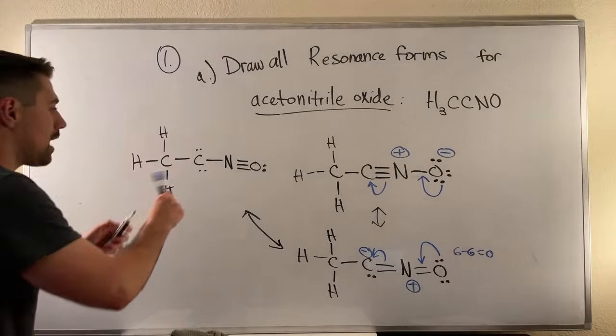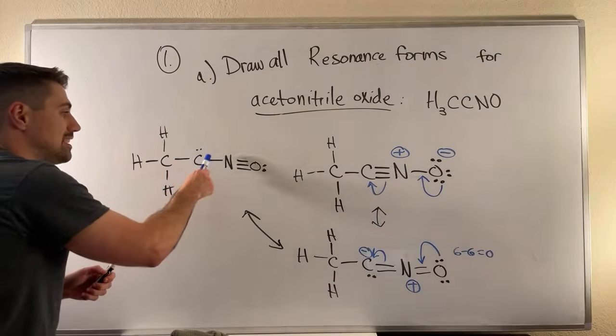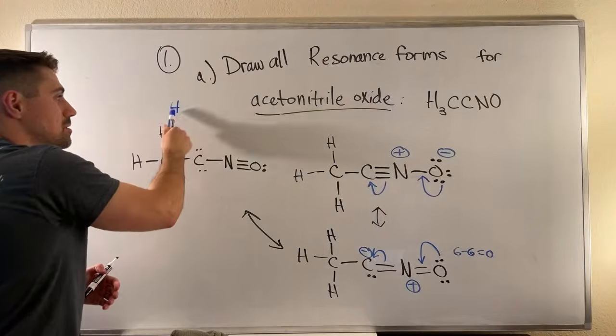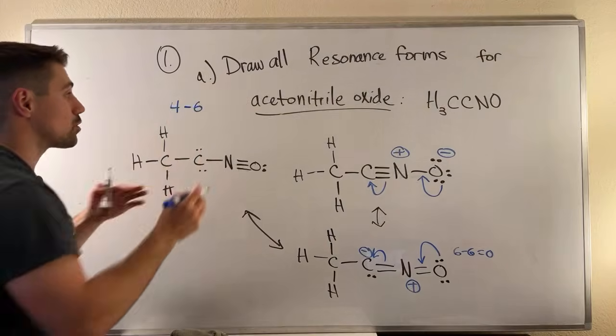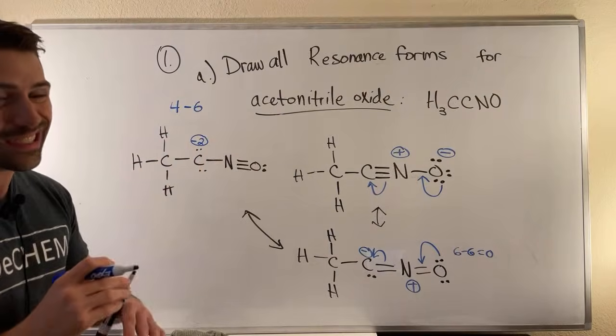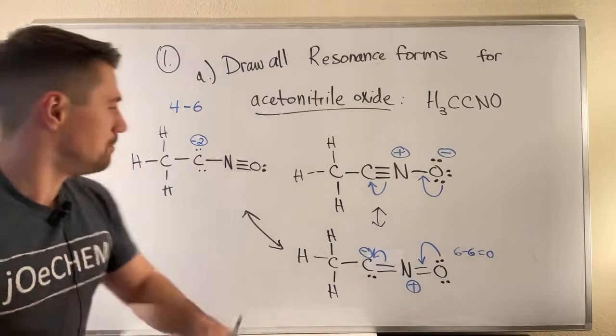Carbon over here has 1, 2, 3, 4, 5, 6 electrons that it's in control of. So it comes in with 4 valence. It's in control of 6. So it has a -2 formal charge. And trust me, we know that's not great.